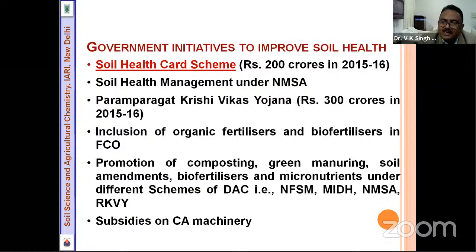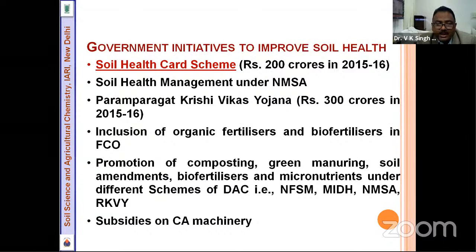I will put some of the government schemes which are focusing towards making more precise or balanced nutrition. One I already discussed, the Soil Health Card. In 2015-16, 200 crore was spent by the government. Now 1400 crore rupees have already been spent on it. Then the soil health management scheme in NMSA. These are the schemes which are being implemented, and they are supporting this kind of research also.